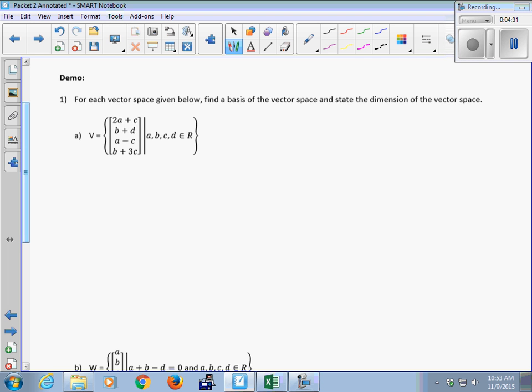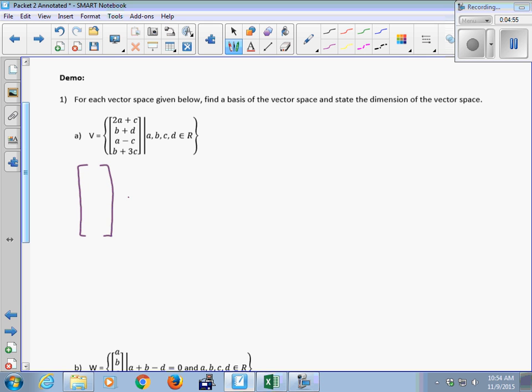So this is the set of all vectors that look like (2a plus c, b plus d, a minus c, and b plus 3c), where a, b, c, and d are just any real numbers. So I'm going to break this out into a more parametric vector form. So a, b, c, and d are going to be like my weights, my parameters.